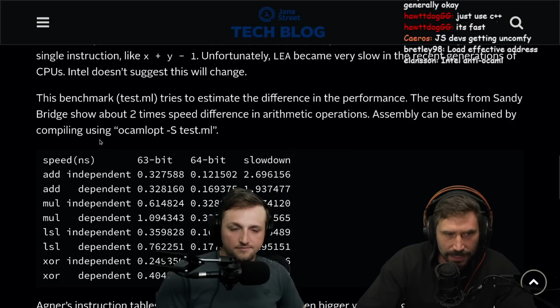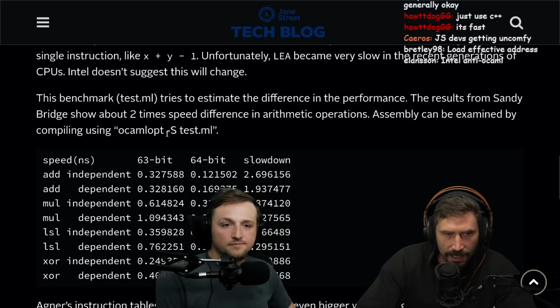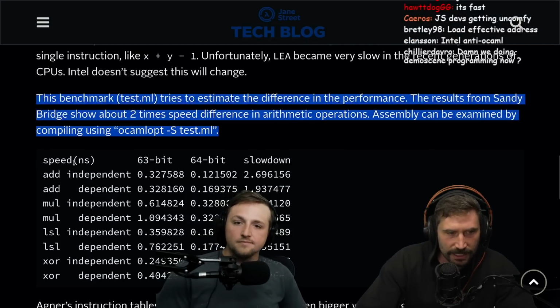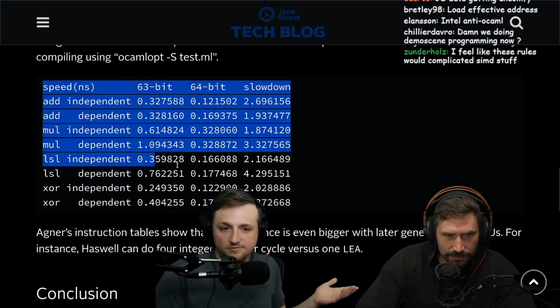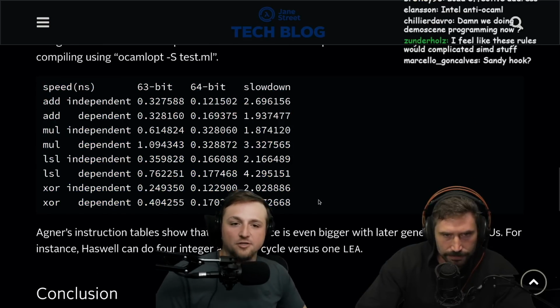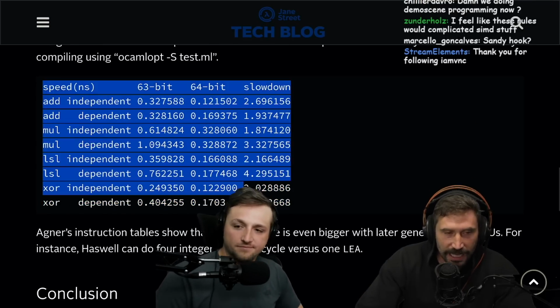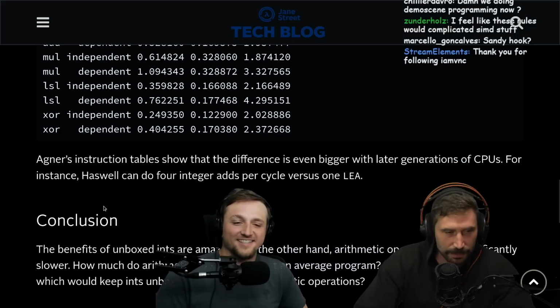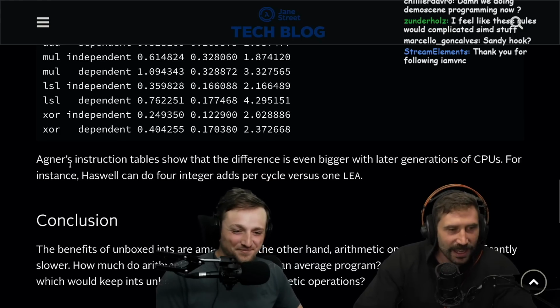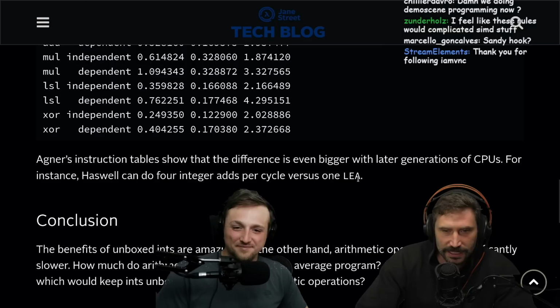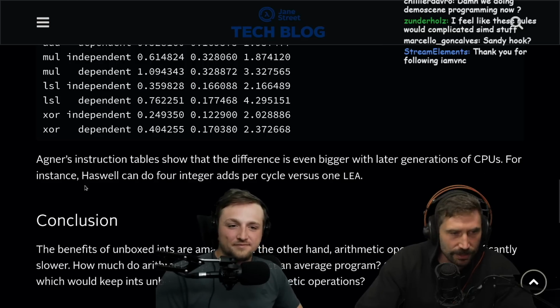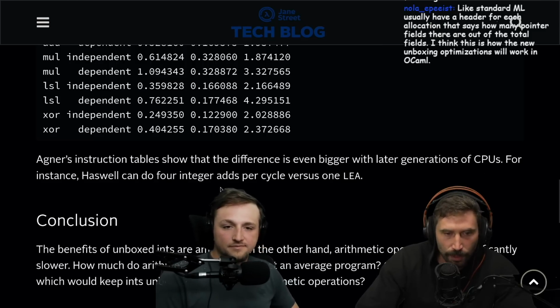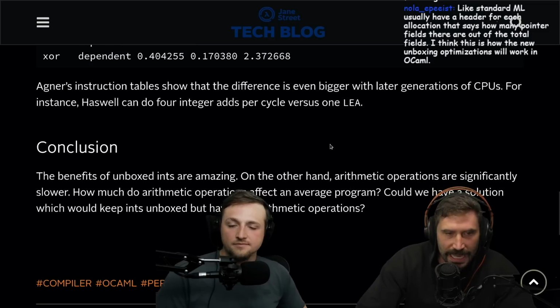Assembly can be examined by compiling using ocamlopt -S test.ml. Oh, cool. That's cool that you can go check out all those things. Yeah, that's 2014, so it may be quite a bit different now. A decade of CPU is probably a bit different. Just a little bit. Agner's instruction table shows the difference is even bigger with later generations of CPUs. For instance, Haswell can do 4 integer adds per cycle versus 1 lea.